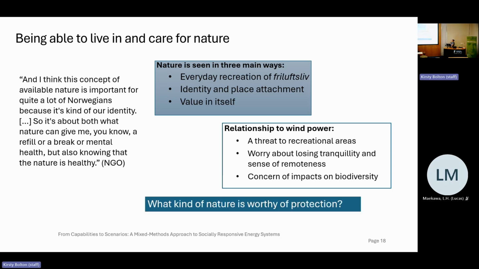But then this is the question: what kind of nature is worth your protection? So in another project, for example, we work together on in what forests to place wind energy, because there's this perception that forests are very natural, but even in Norway, most of them are actually industrialized forests, which most people are not aware of, with often quite low biodiversity. So yeah, what kind of nature is worth your protection, and how does wind energy actually impact nature?